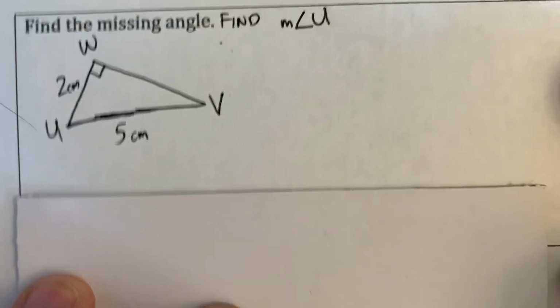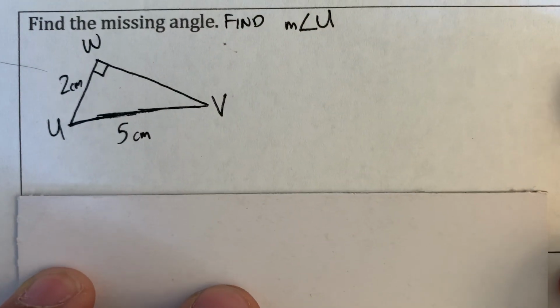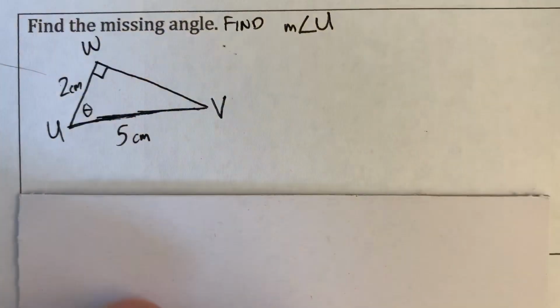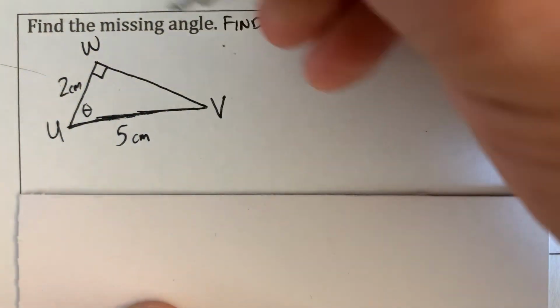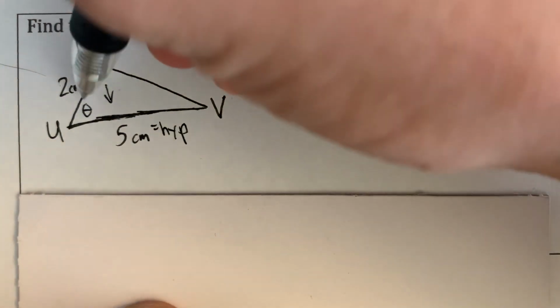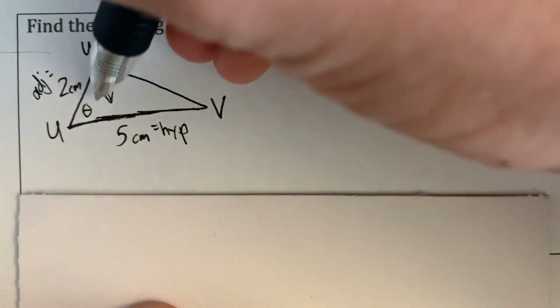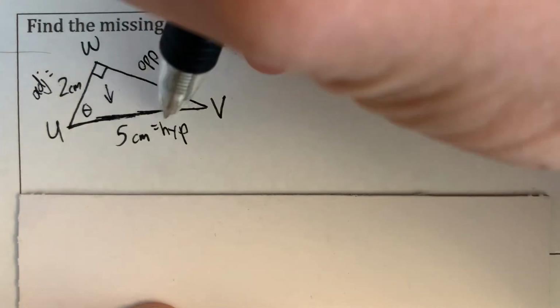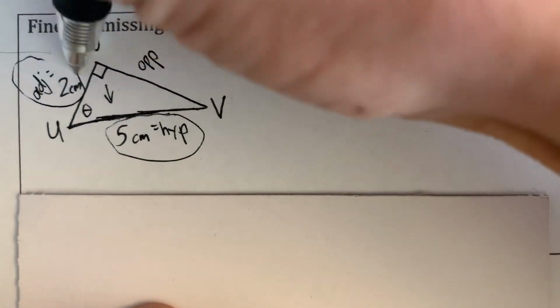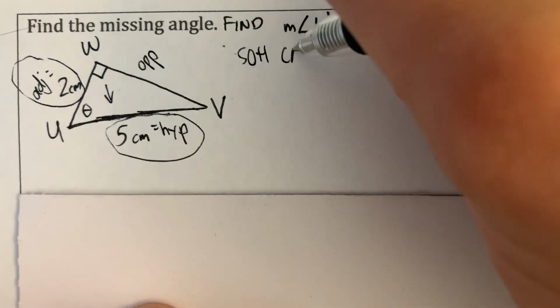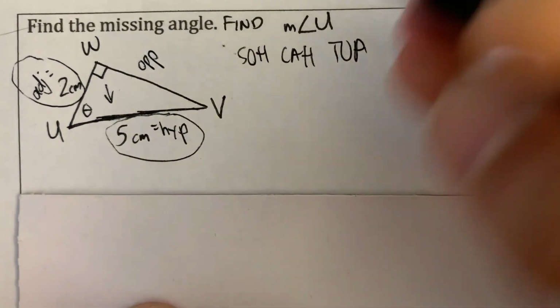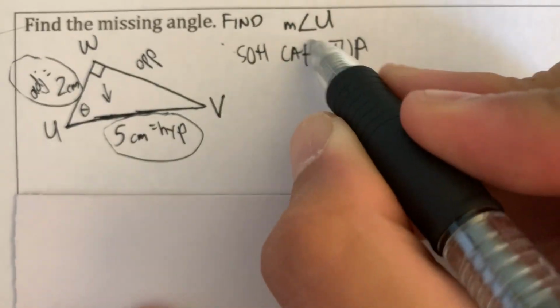Okay, so we have another triangle. We need to find the missing angle. We need to find angle U. So angle U right here, we'll put a little theta. Let's see which trigonometric function we have to use. Well, the one across is going to be the hypotenuse. The one right next to the theta is going to be the adjacent, because that's what adjacent means, next to, and this one across is going to be the opposite. So we're using the hypotenuse and the adjacent. Which one uses the adjacent and the hypotenuse? Adjacent, hypotenuse, that is cosine.